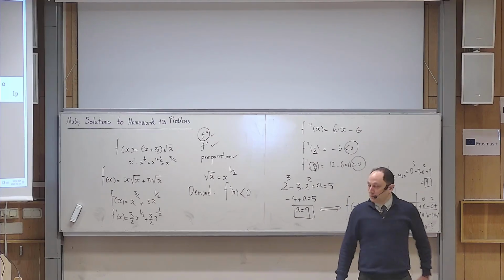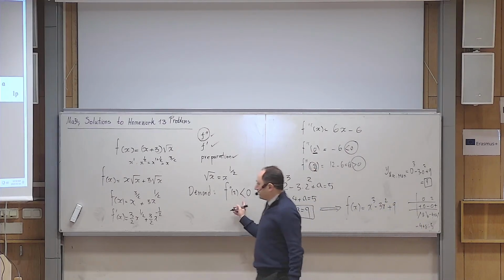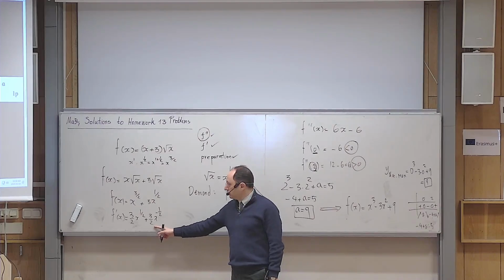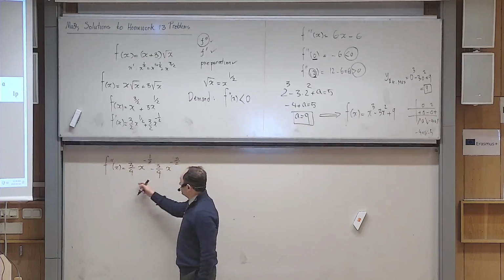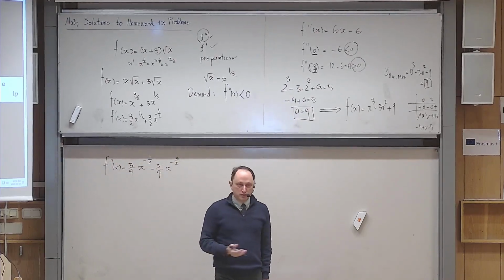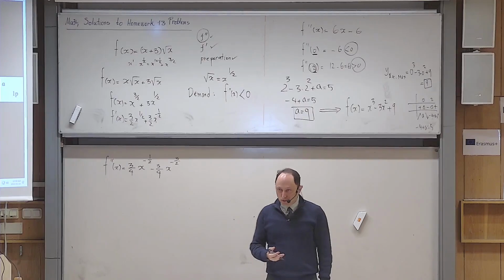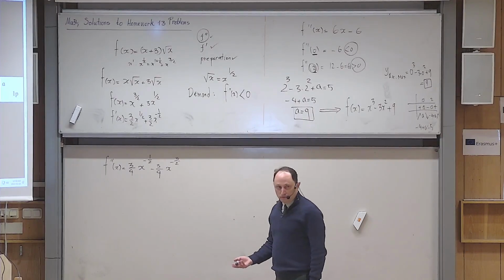Okay? But the second derivative, negative, is ugly. It's not a good second derivative. Where is it? It's hiding. Yes, here. This is not a very beautiful second derivative. Okay? So you have to make it beautiful.